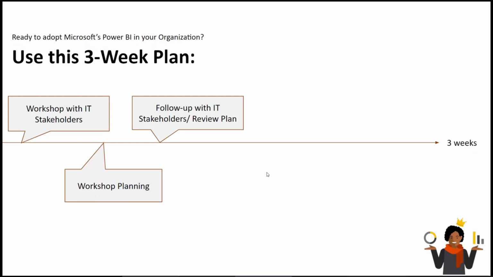Then you want to follow up with the IT stakeholders just to review the plan, and this could be a really short email. This doesn't take a long time either. This is just where you will update the stakeholders of the rollout plan that you created during your planning and get approval. Once that's approved, you're going to go right into your workshops.